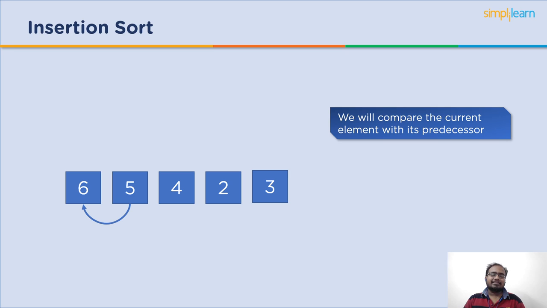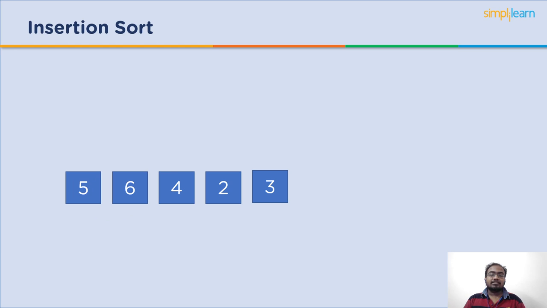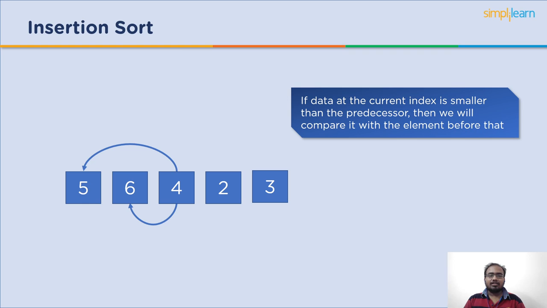So we will be comparing 6 with 5. Sorry, 5 with 6. Now, if the data at the current index is smaller than its predecessor, then we will compare it with the element before that. So basically, right now we compared it. We found that 5 was less than 6, so we will check before 6. But there was no element before 6, so we just swapped them.